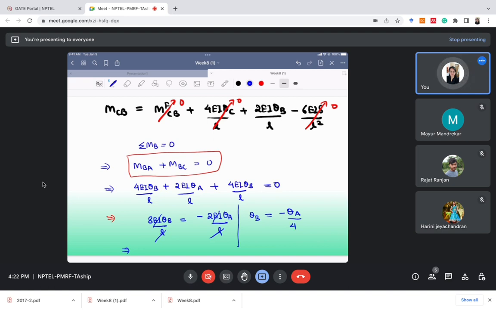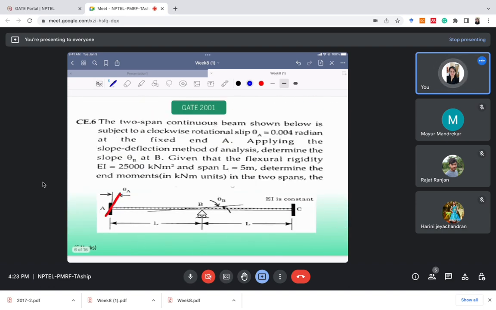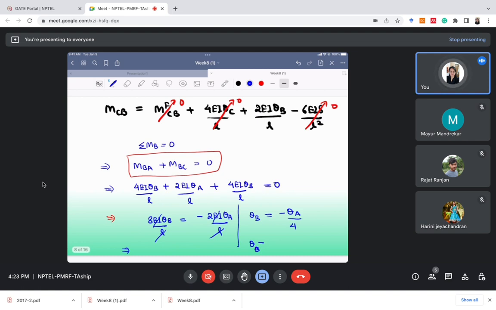So what is the value of theta A? Theta A was given to us, and the value of theta A was 0.004 radian. So we get the value of theta B as minus 0.001. So this is the value of theta B we got. So the first part is solved.